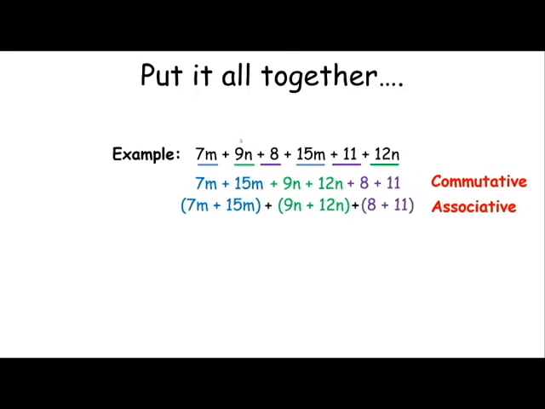Again, I'm just putting my m's together, I'm putting my n's together, and I'm putting my constants together. Because now I can use just some simple addition to figure this out. I have 7m's and 15m's. Well, that's 22m's. And 9n's and 12n's makes 21n's. And 8 plus 11 makes 19.